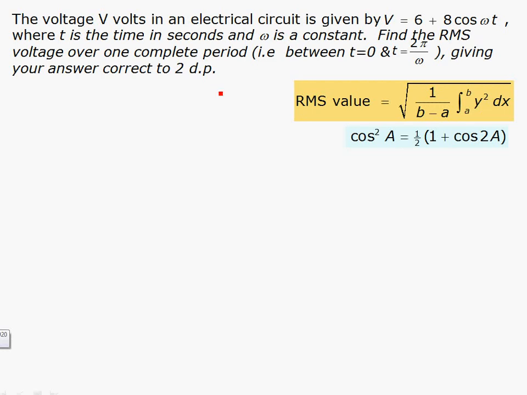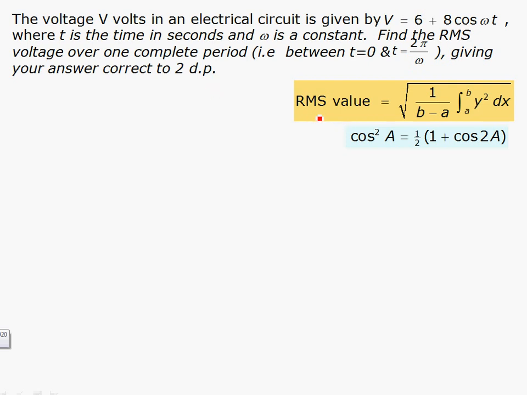Okay, this question is asking us to find the root mean square, the RMS, of a voltage in this case, but it could be of any function over a complete period, which for this periodic function is between t is 0 and t is 2 pi over omega, and you have to give your answer to 2 decimal places.